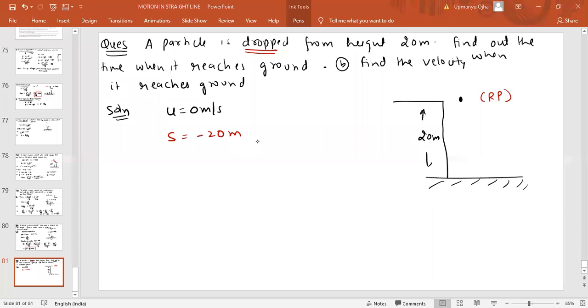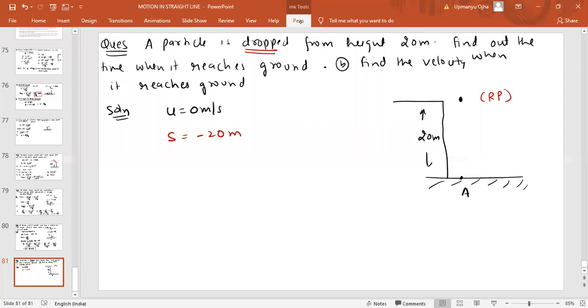I think you understand this or not. See, displacement is basically what? Final position minus initial position. So when it reaches the ground, this is the final position. So final position is minus 20 meter, minus because it is on the downward side of the reference point. This is minus 20, this is 0. So displacement is minus 20 meter.